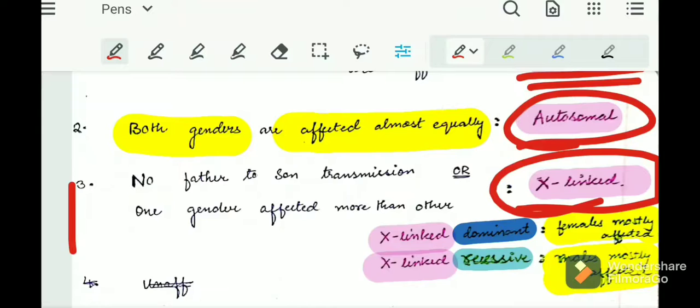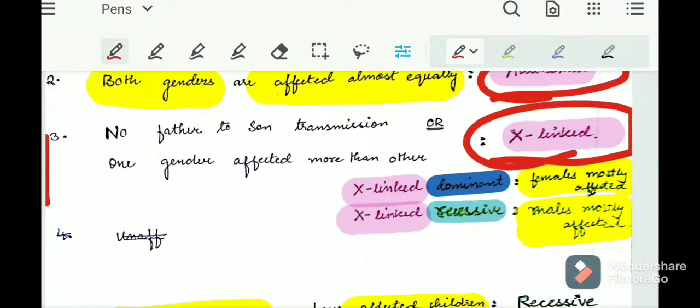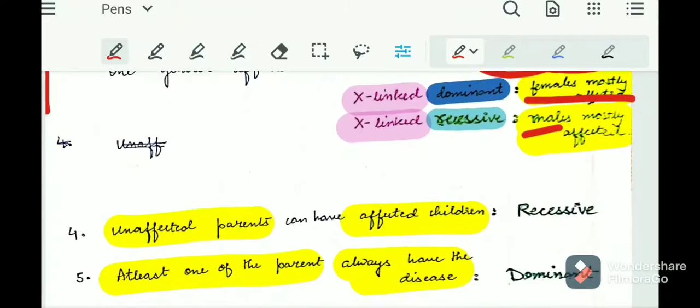Now what happens in X-linked dominant is that females are affected most, and in X-linked recessive males are affected more. Remember this in this way, that females are more dominating. So they are affected more in the X-linked dominant. So dominant is female affected more, and in recessive, males are recessive, so in X-linked recessive males are affected more.